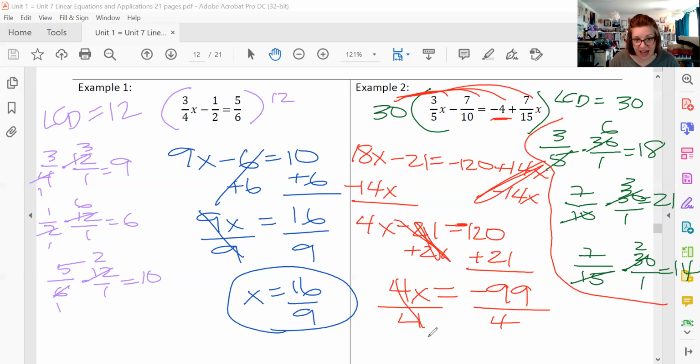So after all of that, x is going to equal -99 divided by 4. Again, I come up with a fraction, but that's okay because I got rid of all the fractions, and so it makes sense that I would end up with a fractional answer. Good luck. Let me know how it goes.